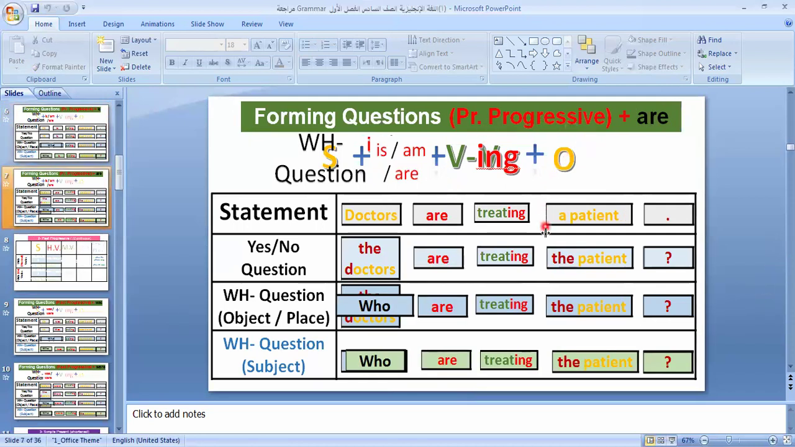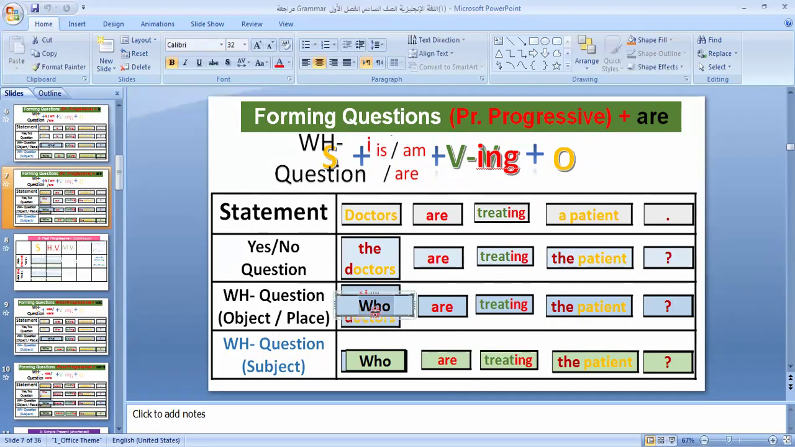Forming of the present progressive. This one is the present progressive. We'll say, for example, doctors are treating a patient. So when we make a yes/no question of this tense, we say, are the doctors treating the patient? Here is when we do a yes/no question.